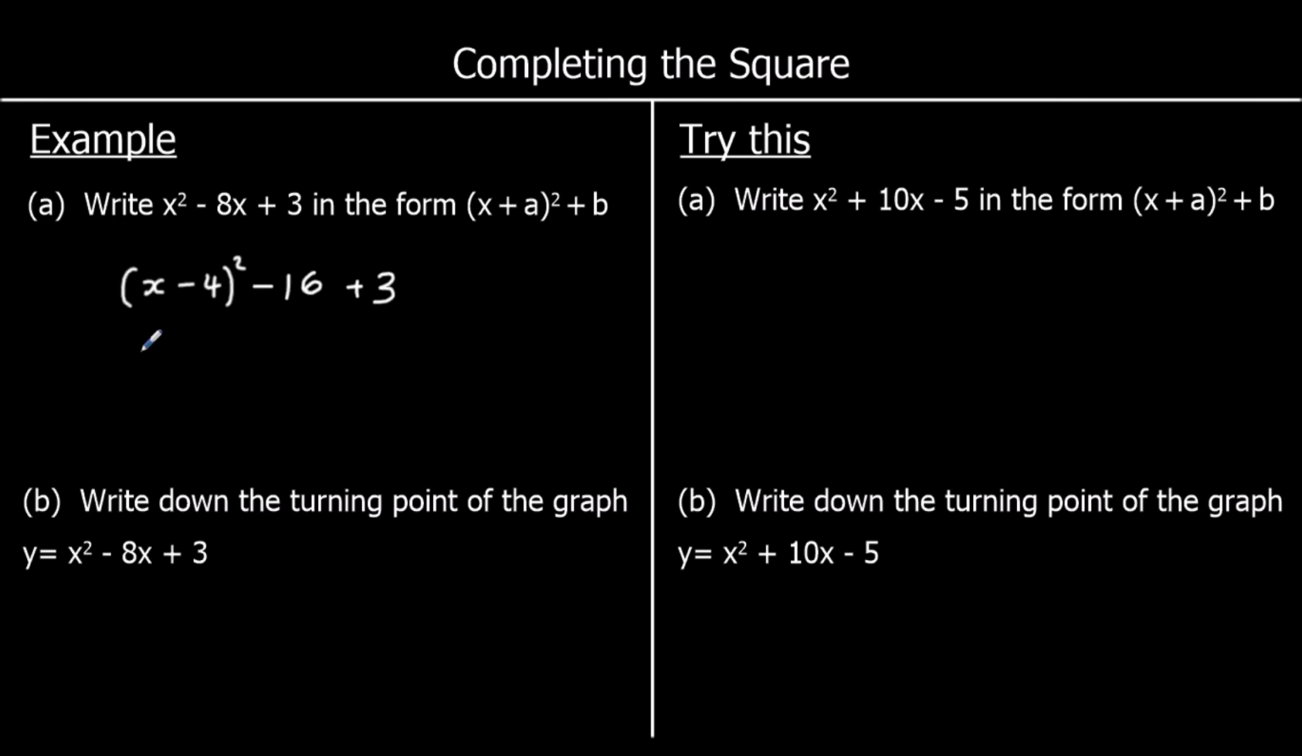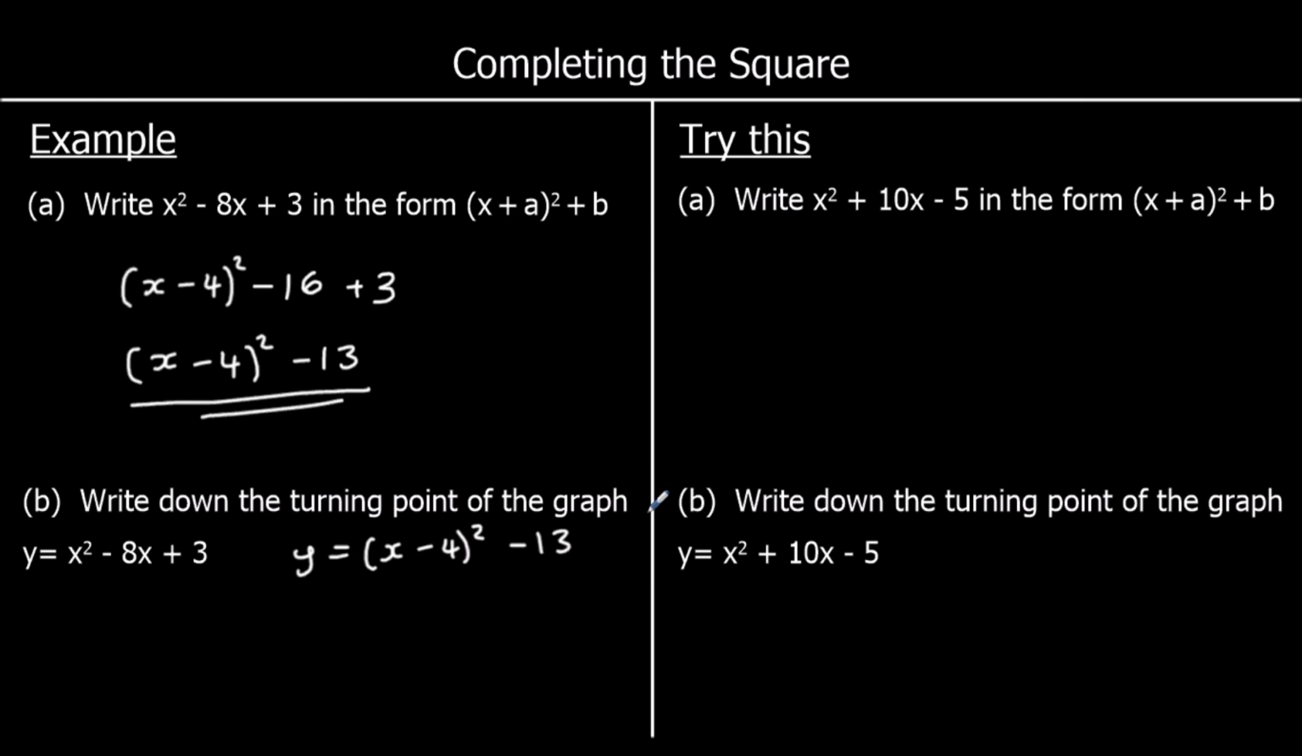And simplify. So we've got x minus 4 squared minus 16 plus 3 is the same as minus 13. Part B says, write down the turning point of the graph y equals x squared minus 8x plus 3, which is the same quadratic we had before. So y is equal to x minus 4 squared minus 13.